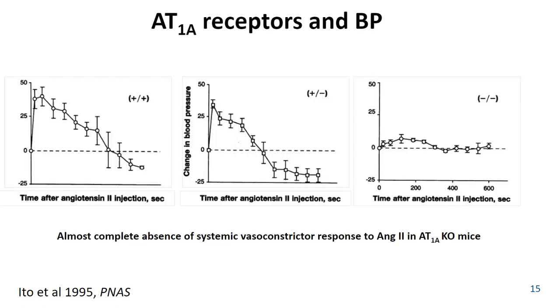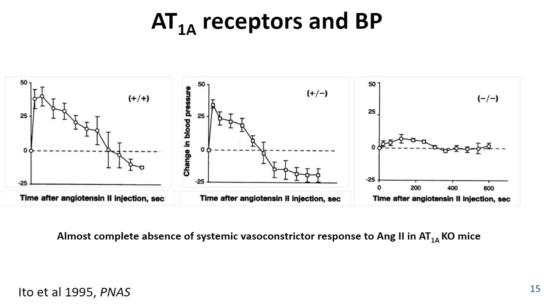But what about its vascular action? If you infuse angiotensin into these knockout mice, what happens? If you see on the far left, in the wild type scenario, this is just infusion of angiotensin 2 into the mouse. You have a big increase in blood pressure. These are acute responses. These are not chronic responses. And then it comes back down to baseline.